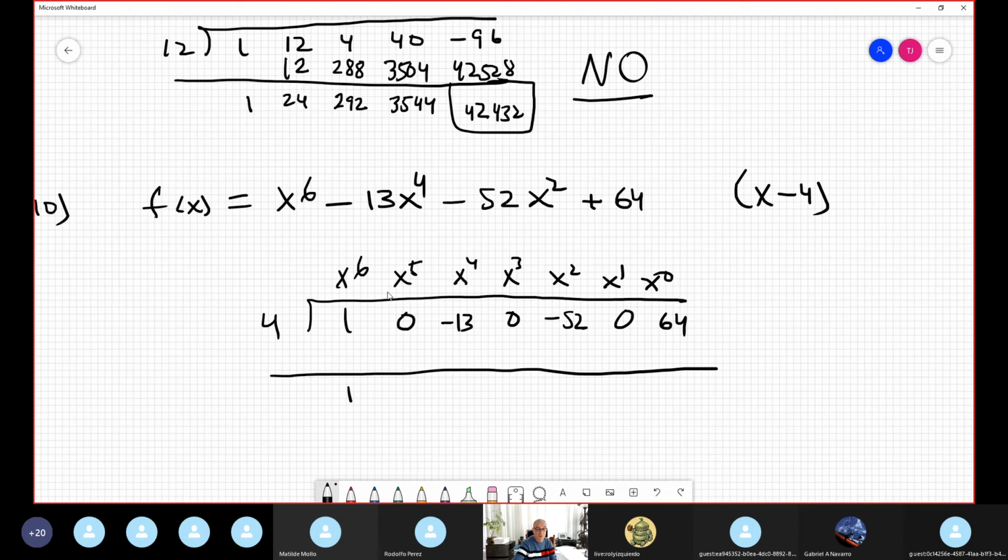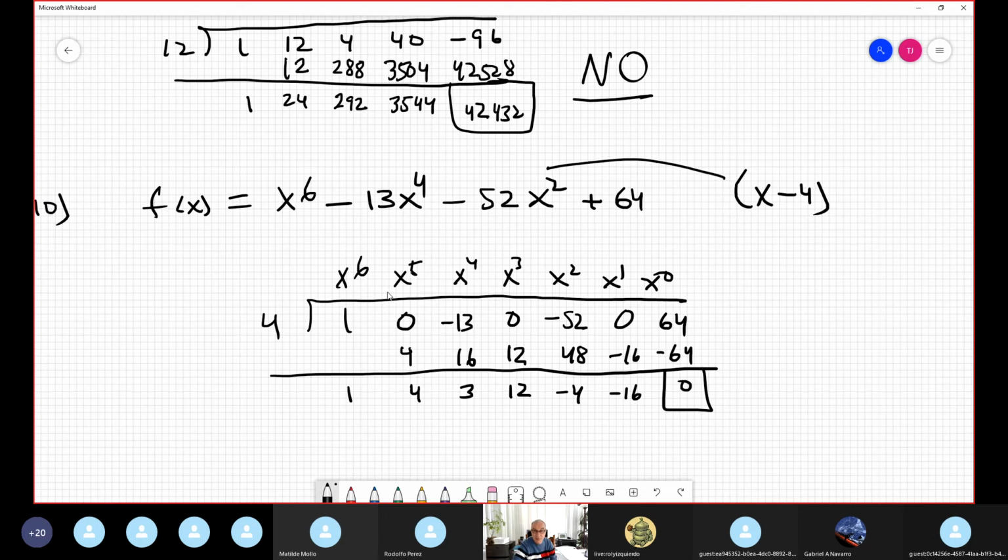Bring down 1. 4 times 4 is 16. This is positive 12. Multiplication is 48. Combine, it is negative 4. Negative 4 and positive 4, then negative 16. It's negative 16, and negative 16 times 4 is negative 64. The remainder is 0. Yes! This factor belongs to this polynomial. The answer is yes. Got it, guys?